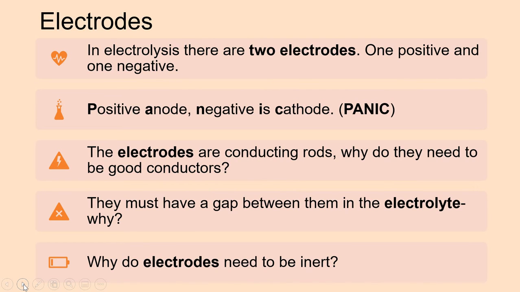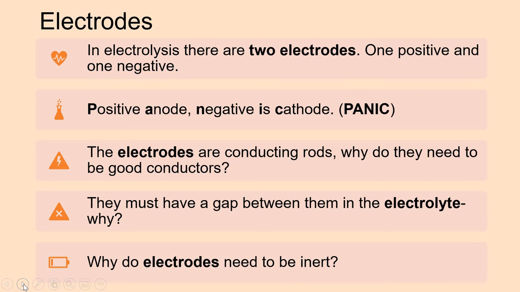We looked at the electrodes, and in electrolysis there are 2 electrodes, one of which is positively charged and one of which is negatively charged. To remember which one's which, we use the acronym PANIC, which means positive anode, negative is cathode. We said that the electrodes are conducting rods and they need to be good conductors so that the circuit is complete and electricity can flow through the solution.